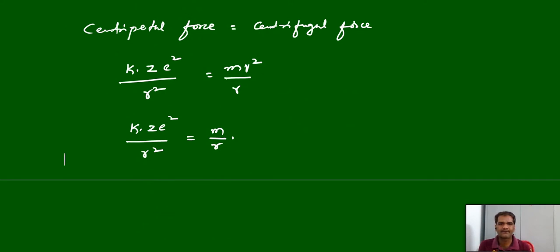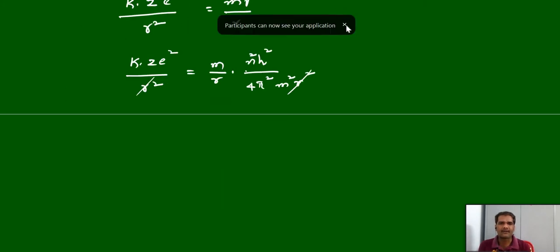So in place of v, if you substitute that nh by 2 pi mr, you will get nh, which means n square h square by 4 pi square m square r square. Just substitute those values here. Here r square will cancel out. We required the r value, right?